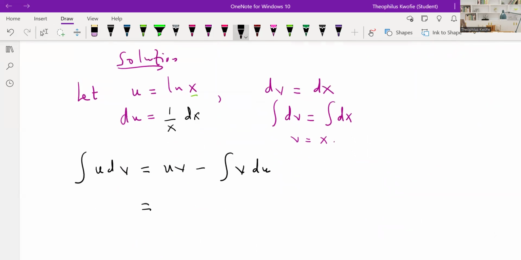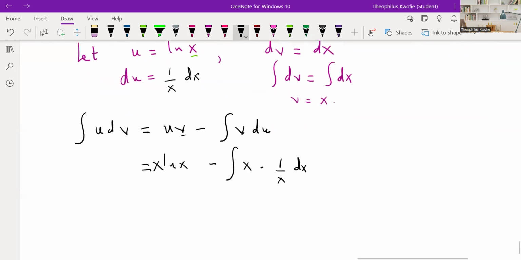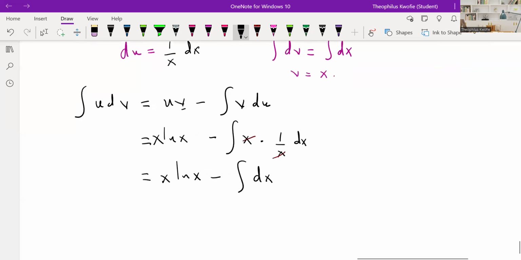Now, what is our u? Our u is ln x. And what is our v? Our v is x, and our du is 1 over x dx. So over here, we can see that we can do some cancellation. So we only have this. Is that okay?